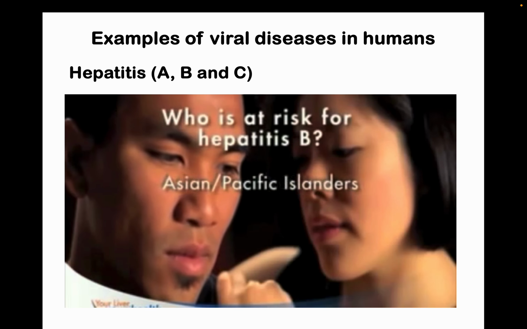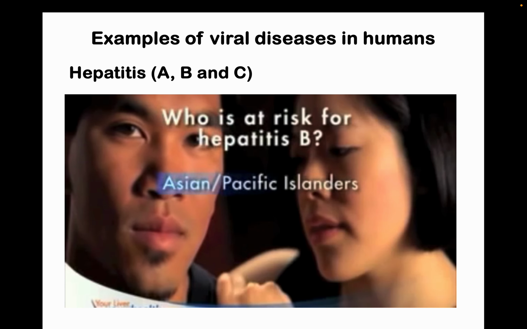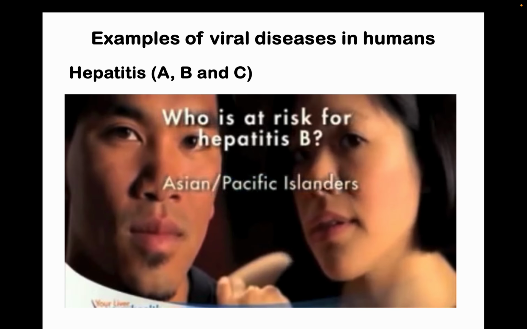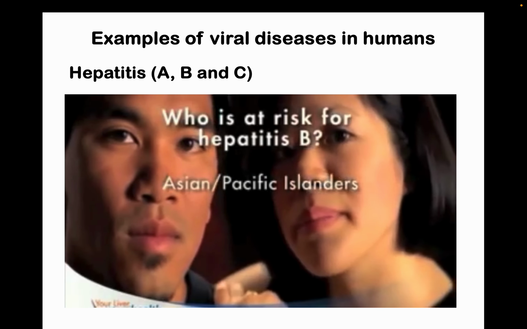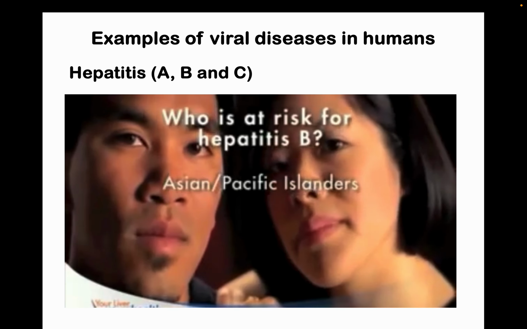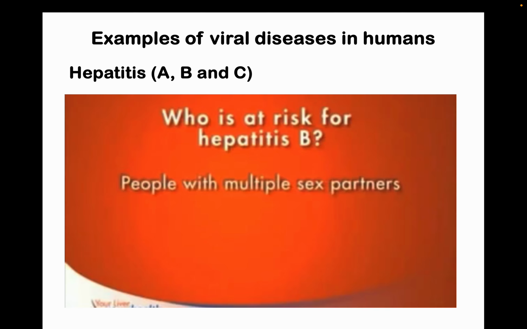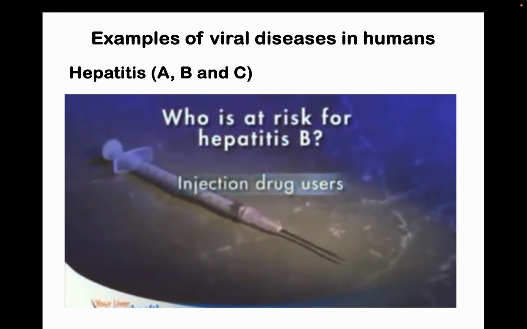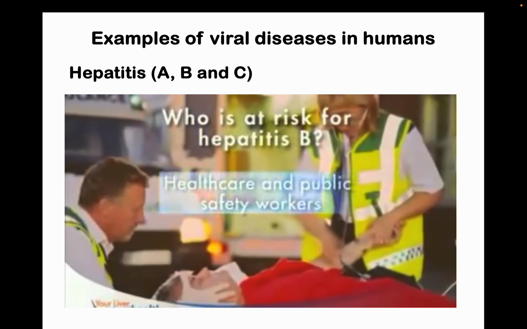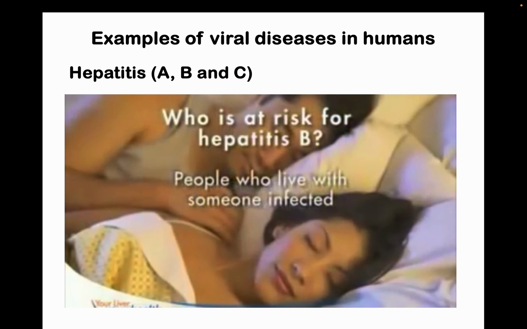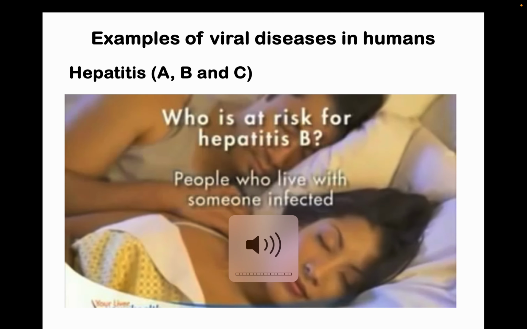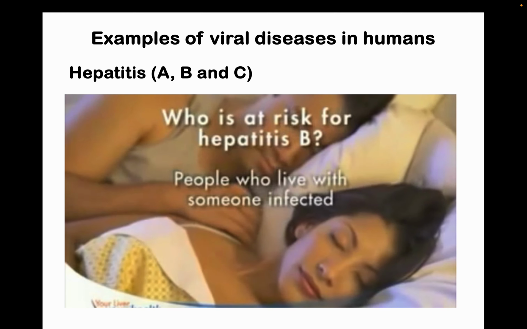People with an increased risk include Asian Pacific Islanders, particularly recent immigrants from China, Korea, and Vietnam. Also at risk are people who have had multiple sex partners, injection drug users, healthcare and public safety workers, and finally, people who live in the same household as someone with hepatitis B.